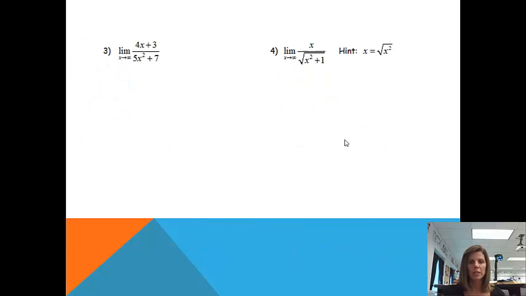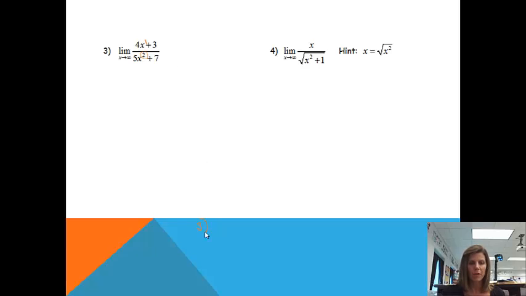All right, let's keep trying some examples here. On this one we have the limit as x approaches infinity of (4x + 3)/(5x² + 7). This time you'll notice if I compare the degrees, this one has a degree of 1, and this one has a degree of 2. Since the degree on the bottom is bigger, the bottom of the fraction is going to grow faster than the top. We'll end up with something like 5 over 1,000 and then 6 over 8,000. That number is going to keep getting smaller and smaller and smaller.